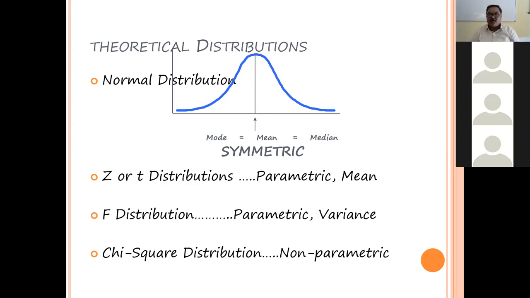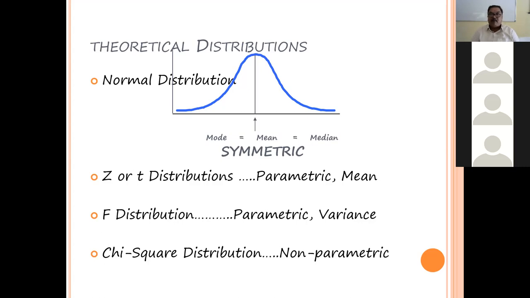There are many probability distributions, but most of the tests are designed in the background of theoretical distributions. The most popular distributions are the normal distribution, t distribution, f distribution, and chi-square distribution. The normal distribution is symmetric, and its curve is bell-shaped. The normal distribution is constructed using population data.